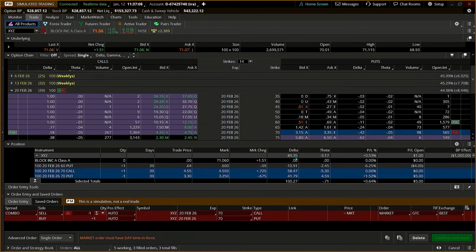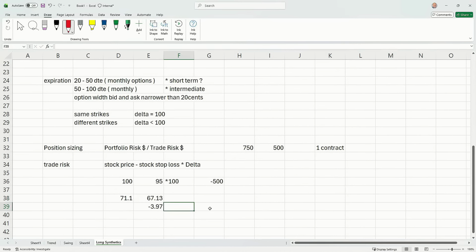Well, the delta is 89. So what I'm going to do is take that $3.97 times the delta of 89 and just multiply them. And now what you're going to see is, per one contract, what is the potential loss? Okay, $3.53.